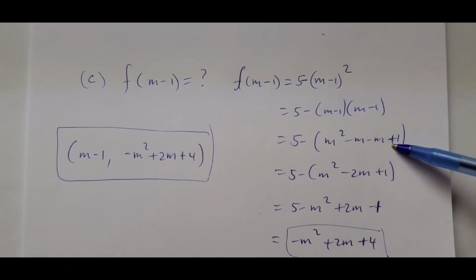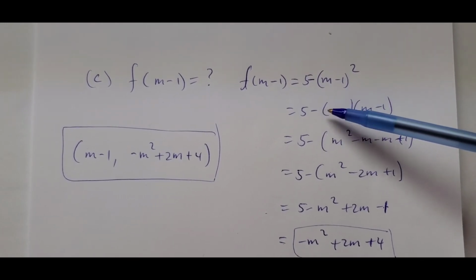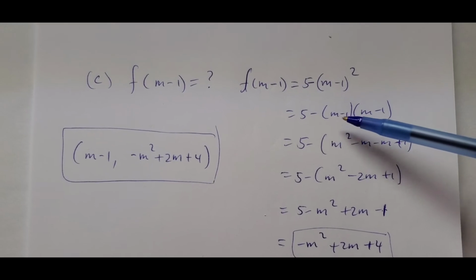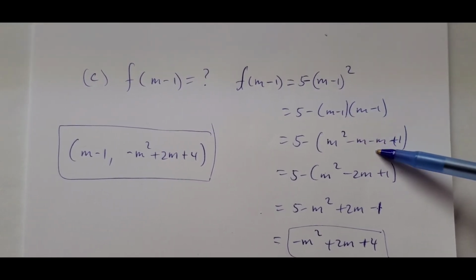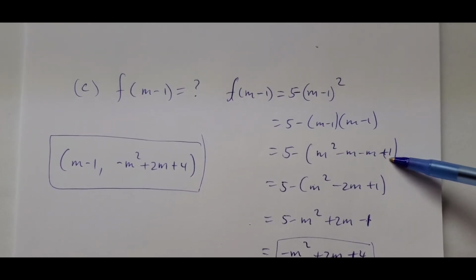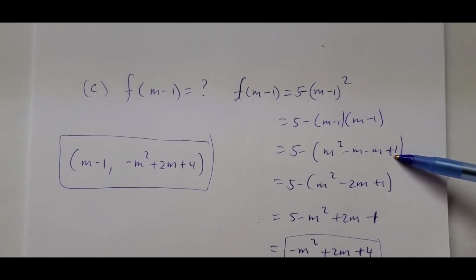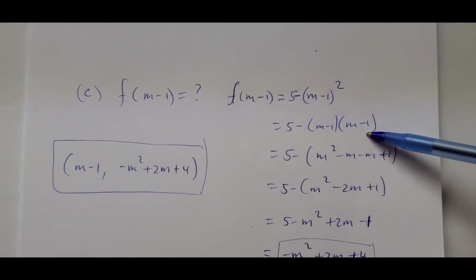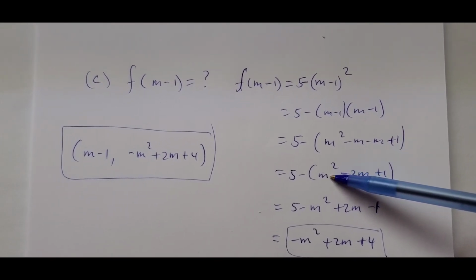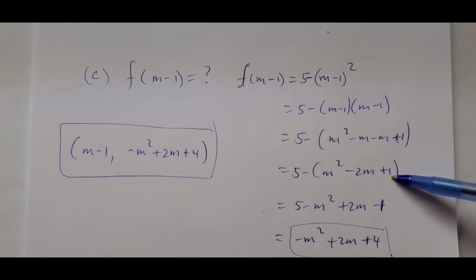Okay. Now multiply this out or distribute. So m times m is m squared. M times negative 1 is negative m. Negative 1 and m is negative 1m. And then negative 1 and negative 1 gives me plus 1. Combine like terms, I have m squared minus 2m plus 1.